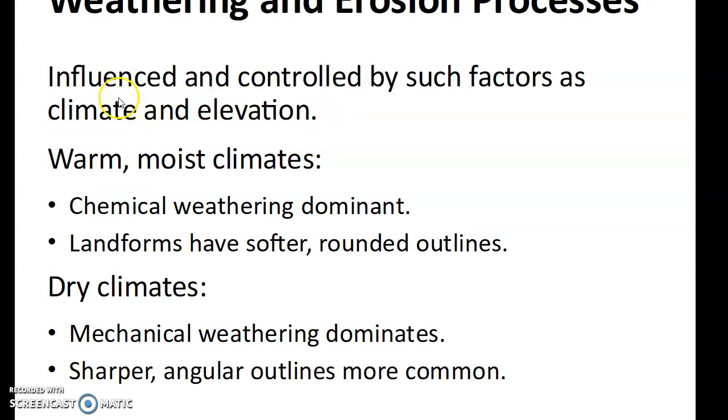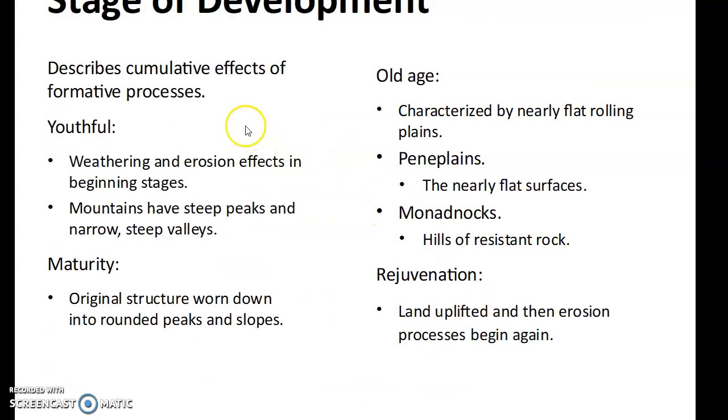Weathering and erosion processes are influenced and controlled by factors such as climate and elevation. If it's warm and moist, you've got a lot of chemical weathering. Landforms have softer, rounded features. If it's a dry climate, mechanical weathering dominates. Sharp, angular outlines are more common. Stages of development is just how things change with time, with the effects of those different things.